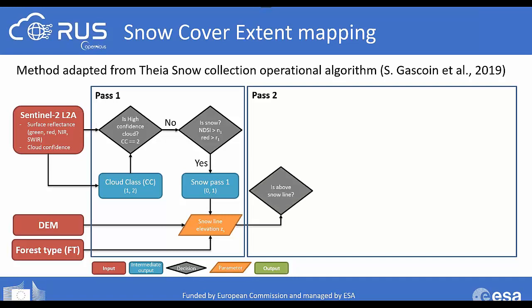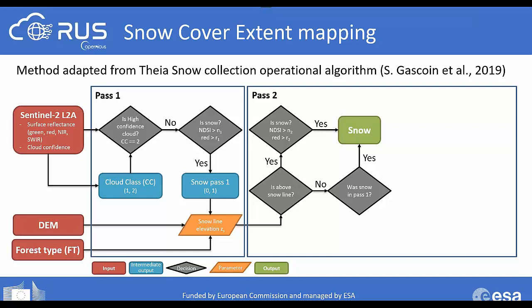This snow line elevation, once we estimate it, we use to check whether a pixel, again from the original data, is above the snow line or not. If this is the case, then we again apply a threshold on the NDSI and the red band. This time the threshold is going to be slightly less conservative. If the pixel is not above the snow line, we ask another question. We ask whether it was classified as snow with the conservative threshold in our pass 1. If this is the case, for either of those conditions, we classify the pixel as snow. If this is not the case, though, for either of those conditions, we ask whether the pixel was classified as cloud in our first cloud class classification, or first cloud class product.